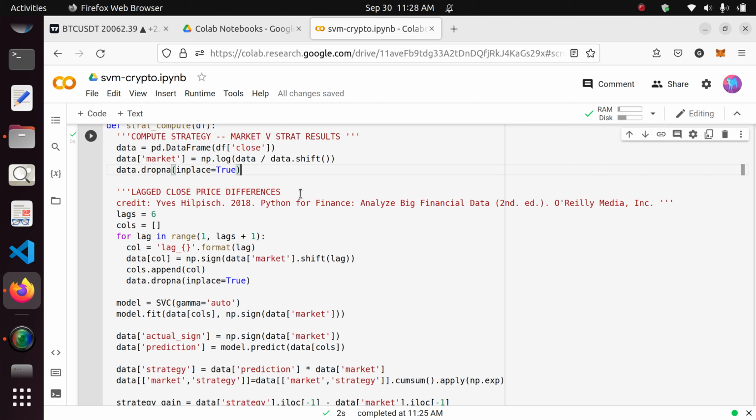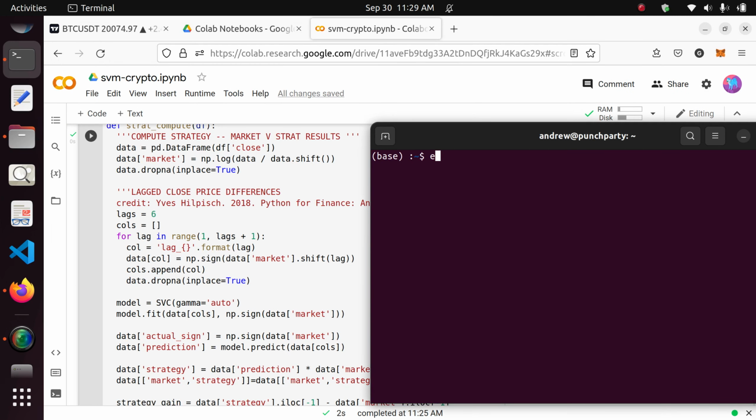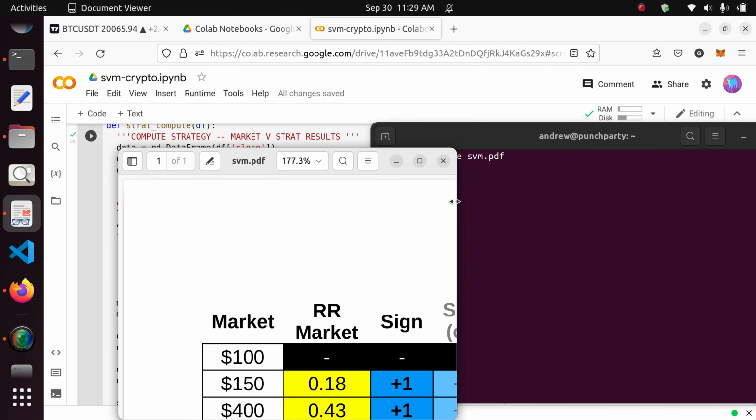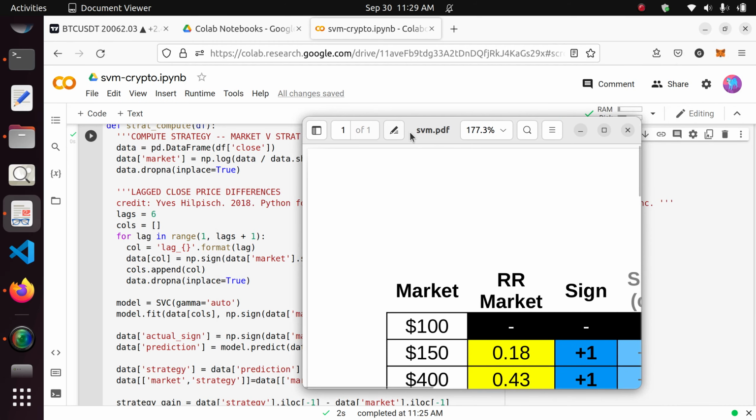So let me think about how I would explain this in the simplest way. I guess we'll look at the data which we're generating for the classification first. These are what are lag close price differences, right? So this section deals more with the data generation.